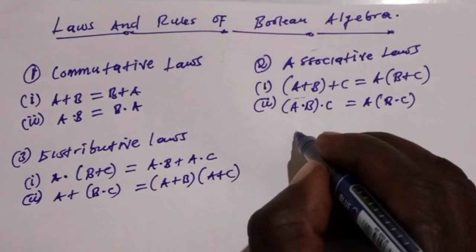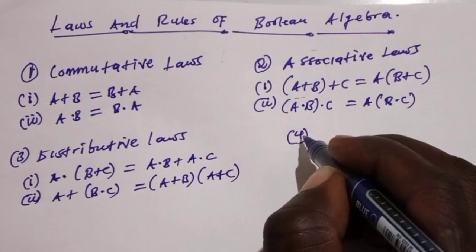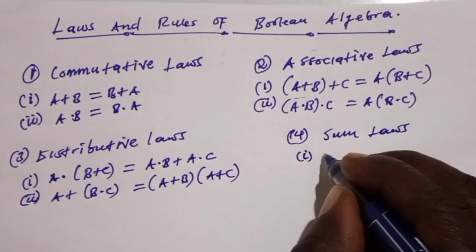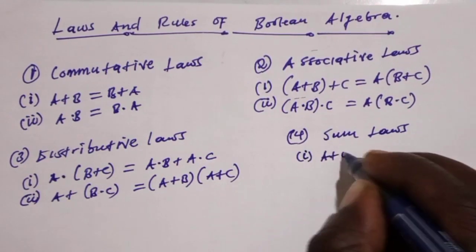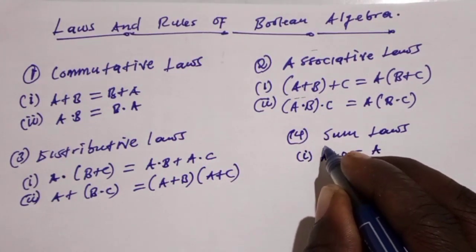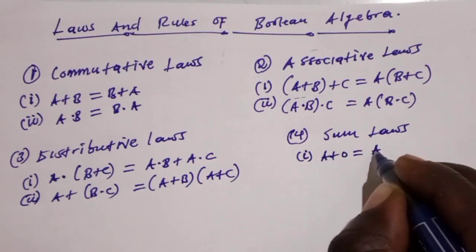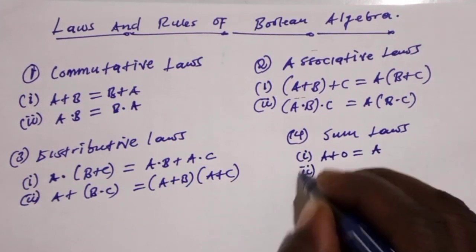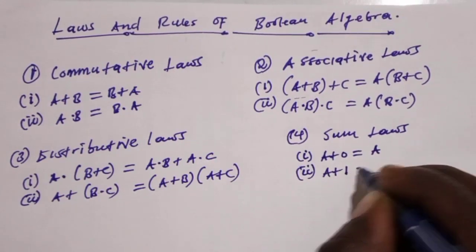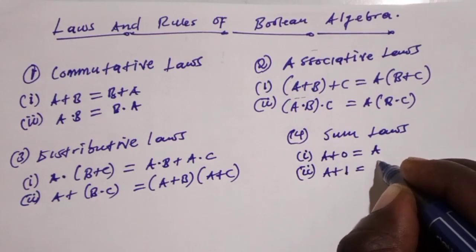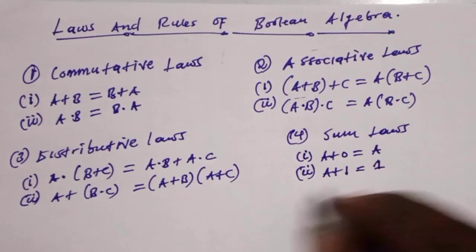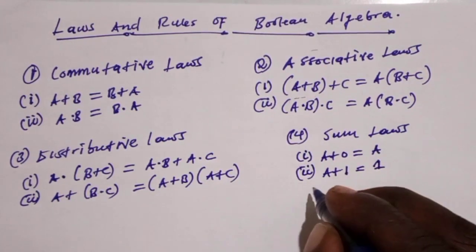So now let's go for number 4. For number 4, we have the law of sum. If you are adding A plus 0, the answer will be A, because A can be 1. So A plus 0 is A. For Roman numeral 2, if you have A plus 1, this will be equal to 1. You should follow these laws. These laws apply to every Boolean expression when you are simplifying Boolean expressions.